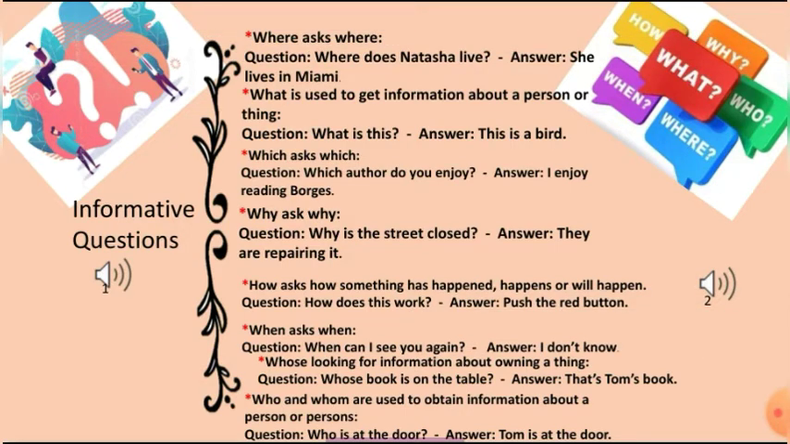These are the question words: who, whom, what, when, where, why, how, which, and whose. For example, who and whom are used to obtain information about a person or persons. Question: who is at the door? Answer: Tom is at the door. What is used to get information about a person or thing. Question: what is this? Answer: this is a bird.